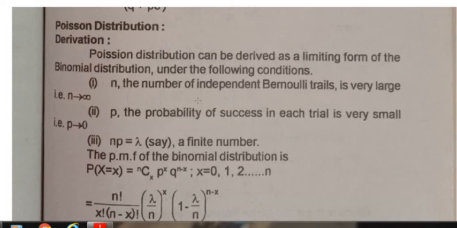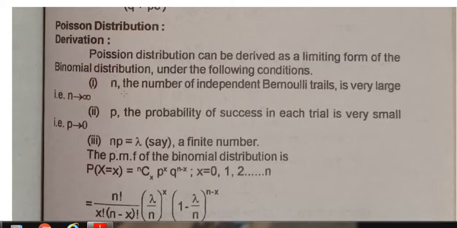In the previous lecture, we discussed the binomial distribution and the expectation and variance of the binomial distribution. Today, we are going to discuss the Poisson distribution. The Poisson distribution is also a discrete probability distribution, and it can be derived as a limiting form of the binomial distribution under these three conditions.